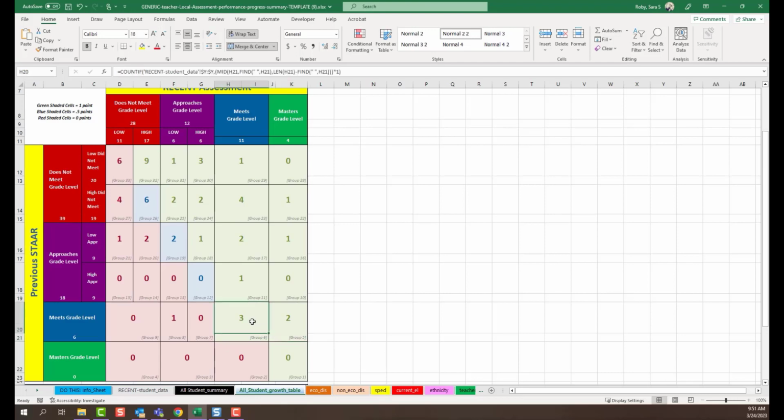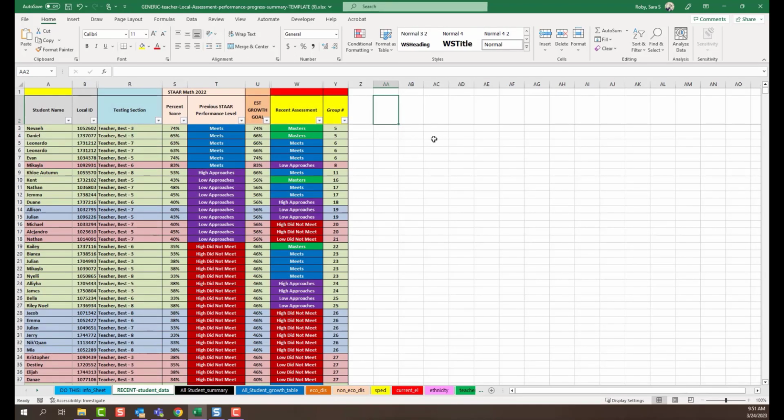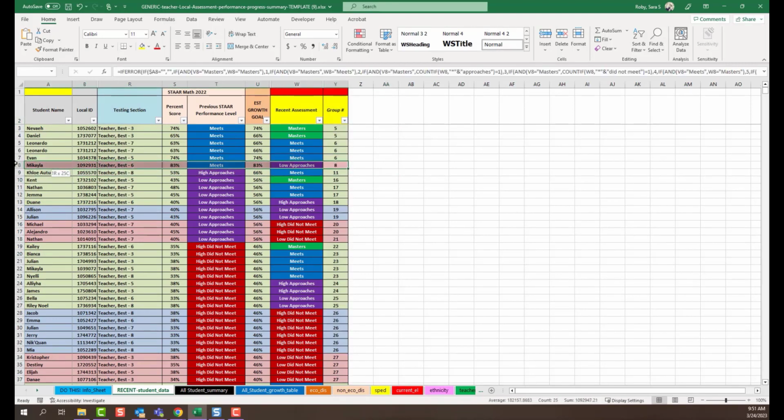I definitely still want to celebrate these 3 students who stayed meets grade level in group 6. But first I want to find the one student of mine who went from meets grade level last year to low approaches on this assessment. They are in group 8. So I'm going to go back to my recent student data tab, and because I sorted this by group number, here's my group 8.